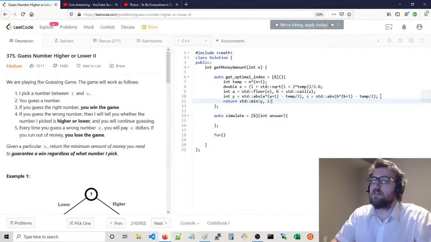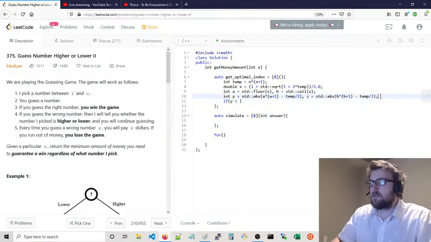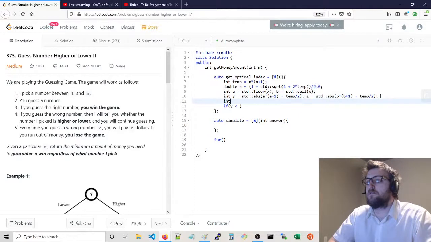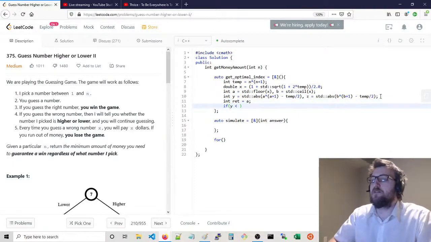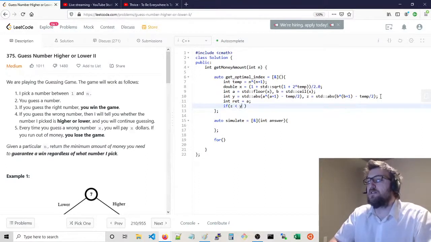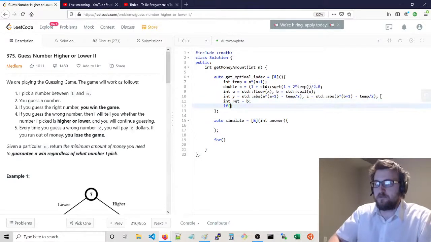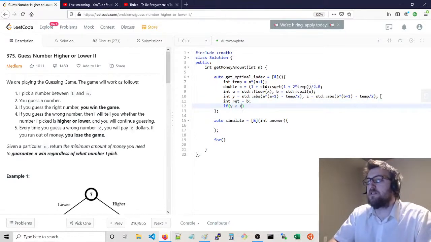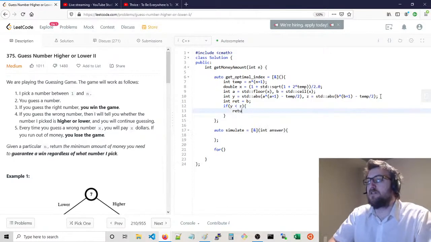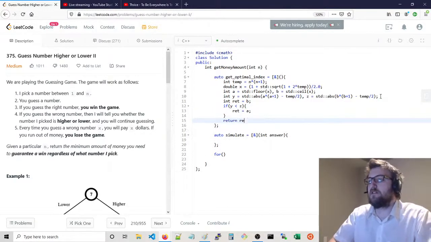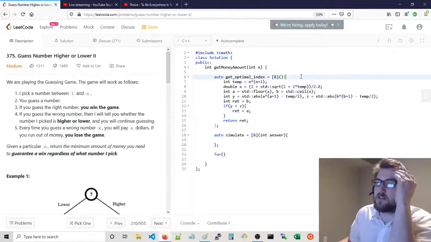Okay, actually, if y is less than z, ret is equal to a. If z is less than y, then b. Actually we'll do it the other way around: if y is less than z, ret equals a, and return ret. So this is the index that we want.